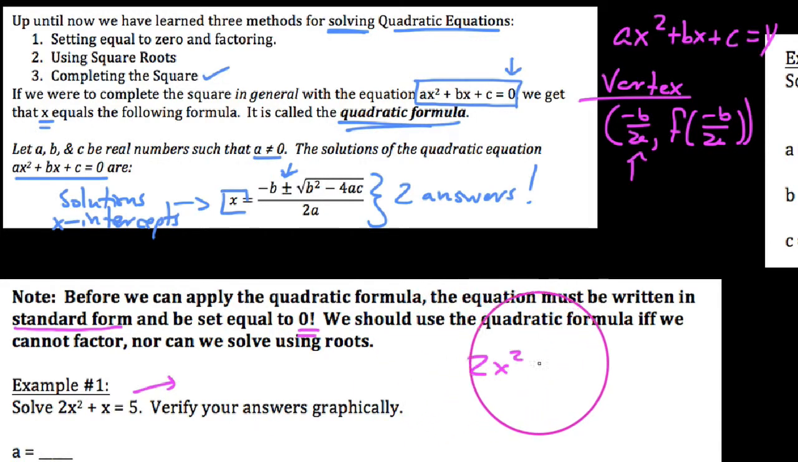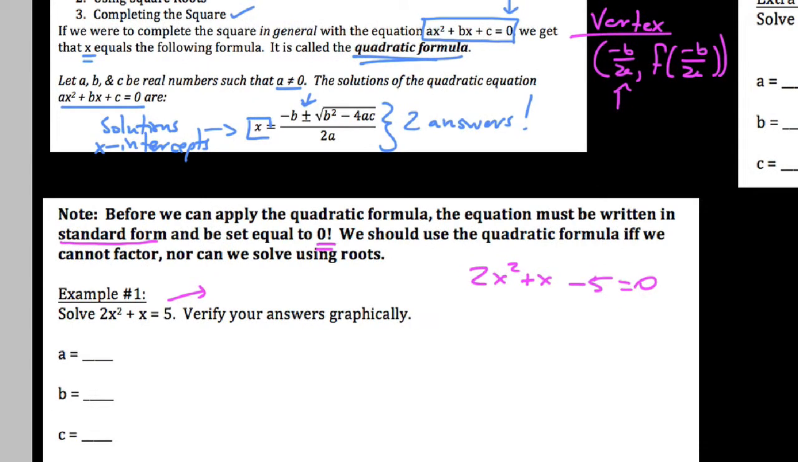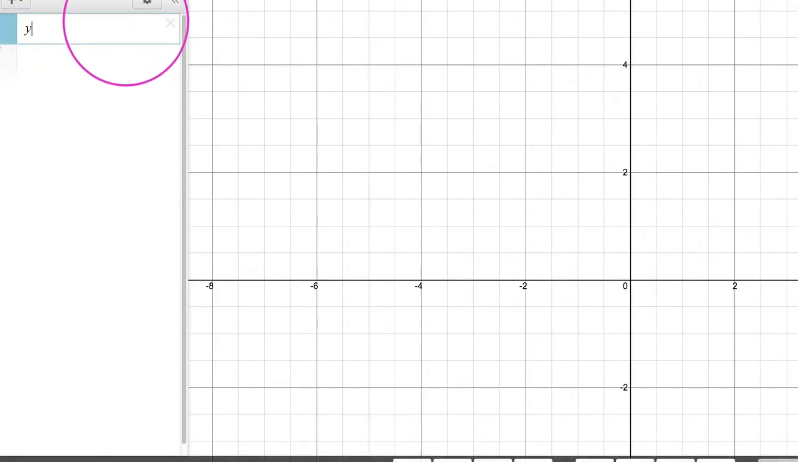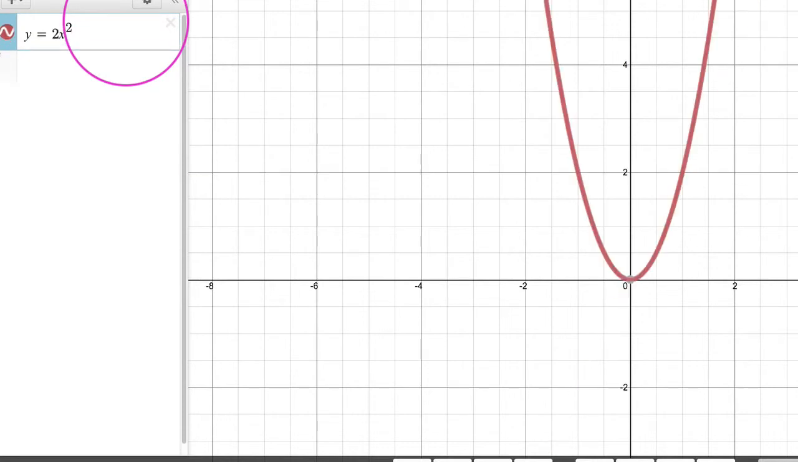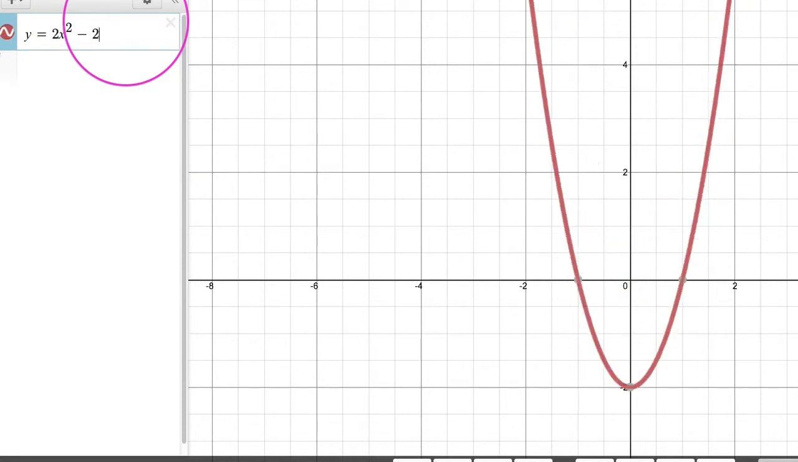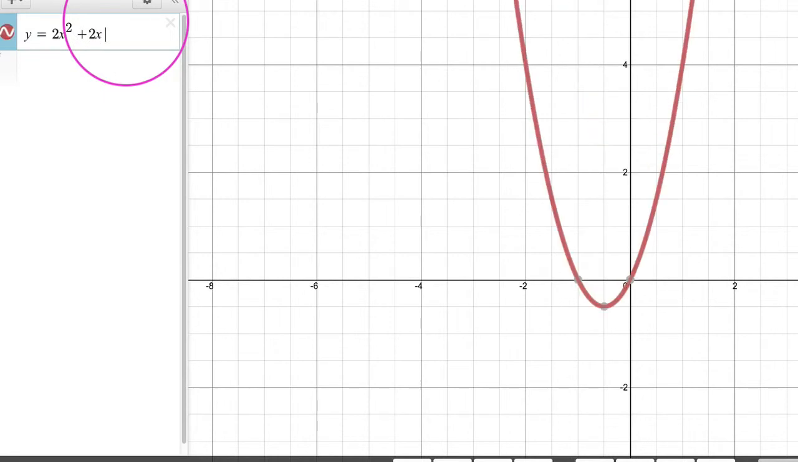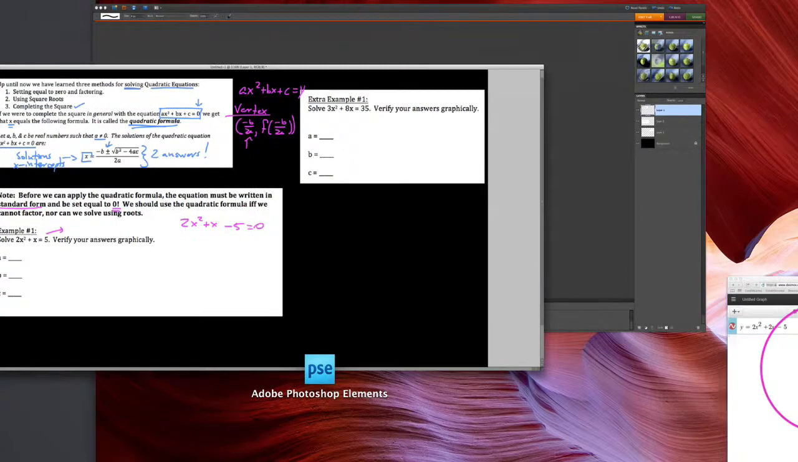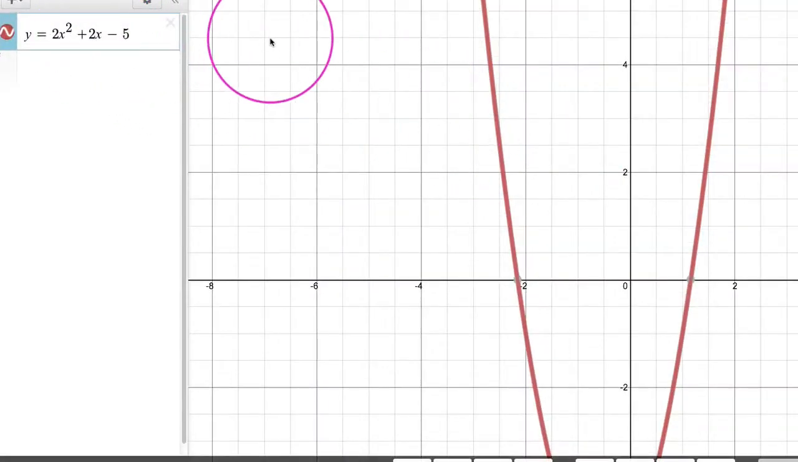We say 2x squared plus x minus 5 equals 0. The first thing I want everybody to notice is that I set it equal to 0. If we're going to be looking for x-intercepts, then I need to set this equal to 0. Let's go ahead and graph this right now. If I graph 2x squared plus x minus 5, let's see what we get. So we say y equals 2x squared, plus 2x, was it plus 2x minus 5? Let me go back and check this here. Plus x minus 5. Pardon me, we'll say plus x minus 5.